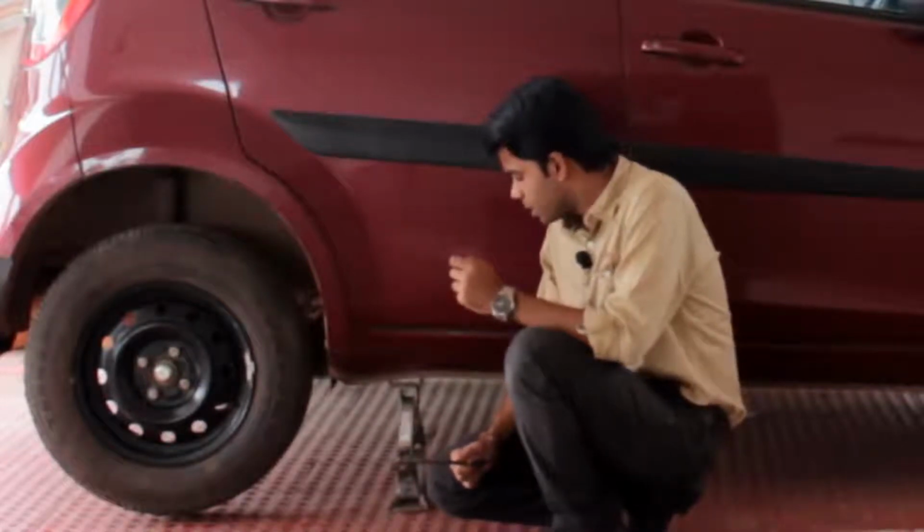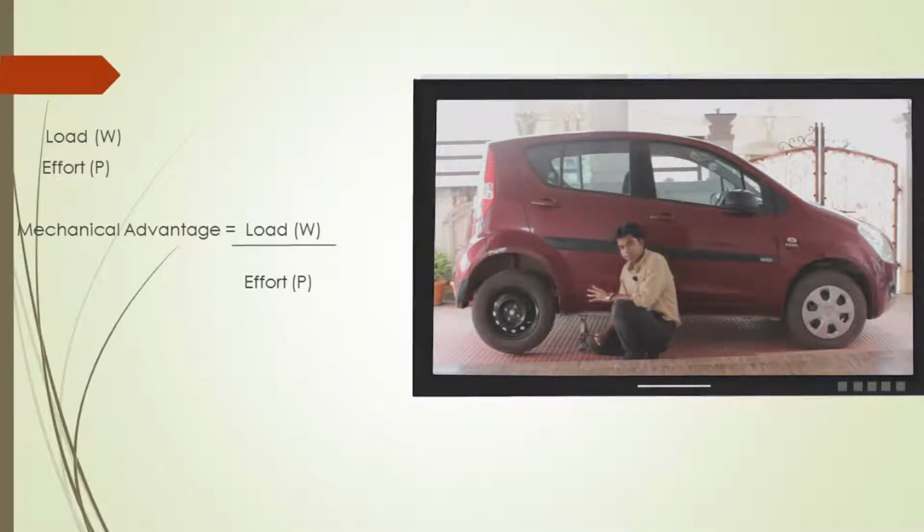Now the weight of this car which is to be lifted is known as the load, which we generally denote by W. The force which I am applying on this lever is the effort, which we generally denote by P. The ratio of the load to the effort is the mechanical advantage. The next term is the velocity ratio.